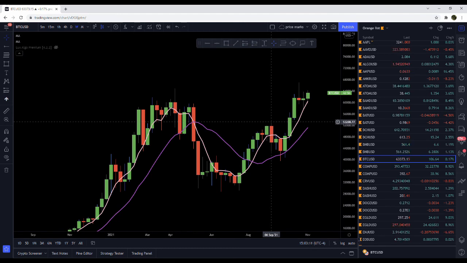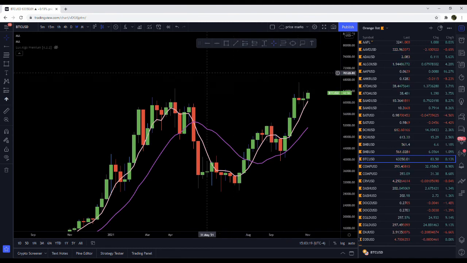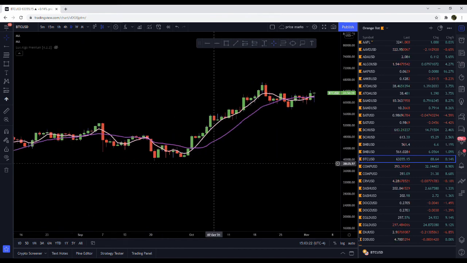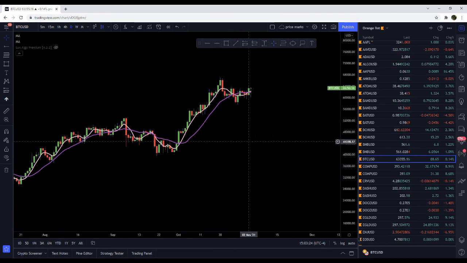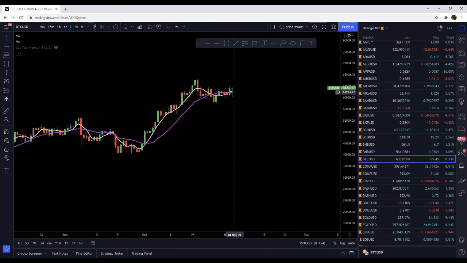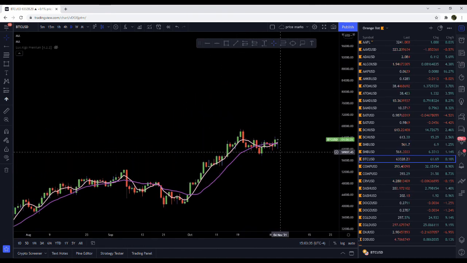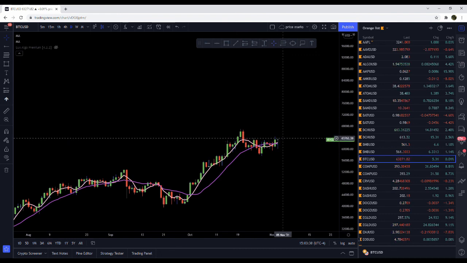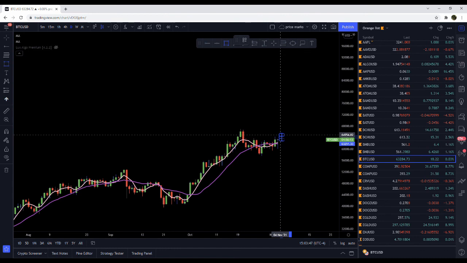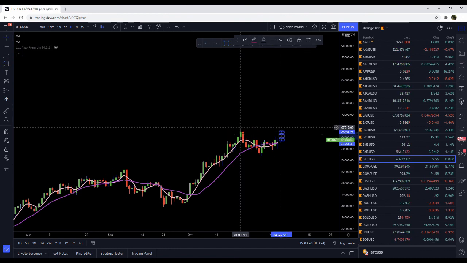53,000. We also have a structure here at 57. Still seeing a little bit of buying pressure. So we could see a continuation tomorrow. Like for it to come retest this area here.